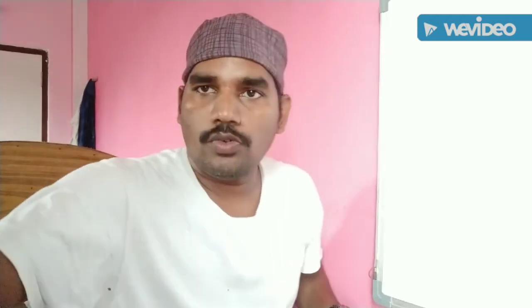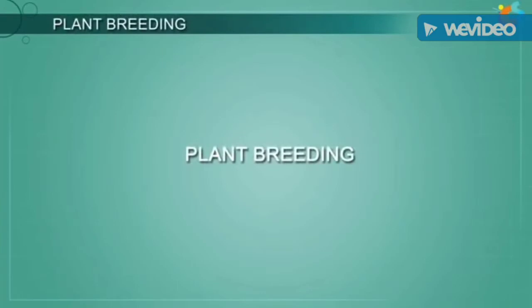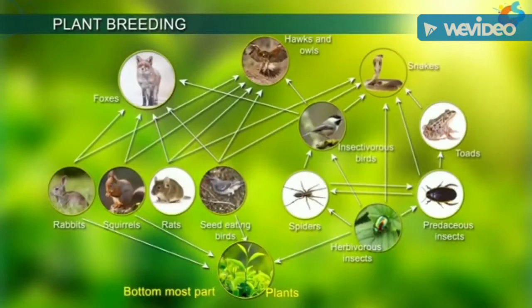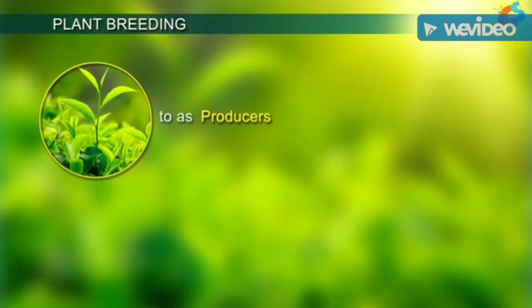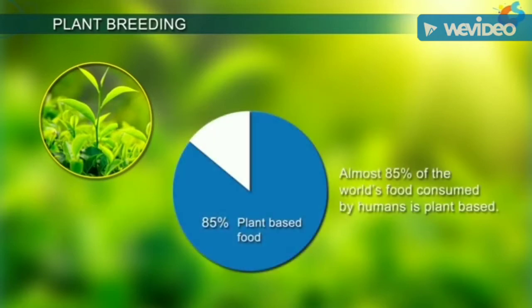Okay, thanks for watching. Plant breeding. Plants are the most important organisms on this planet. They occupy the bottommost part of the food chain. They are often referred to as producers, and all other organisms are directly or indirectly dependent on plants. Almost 85% of the world's food consumed by humans is plant-based.